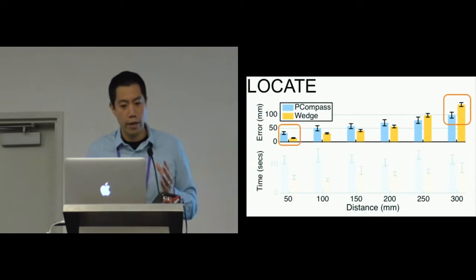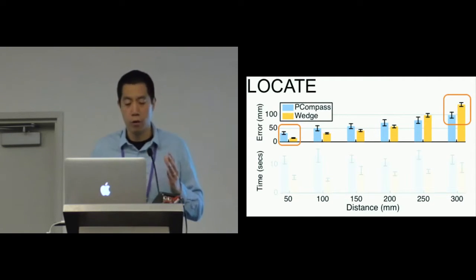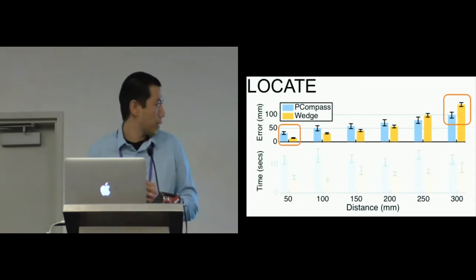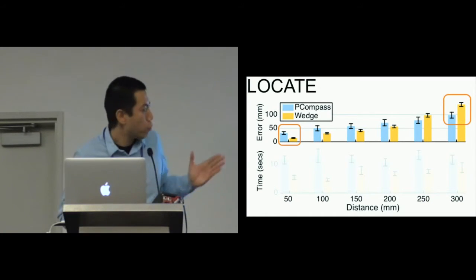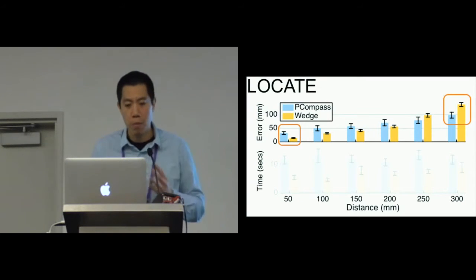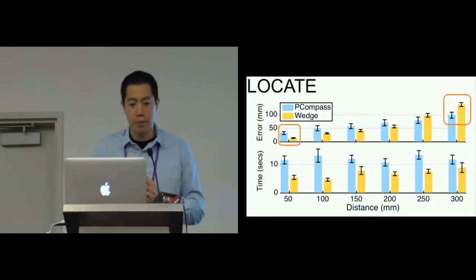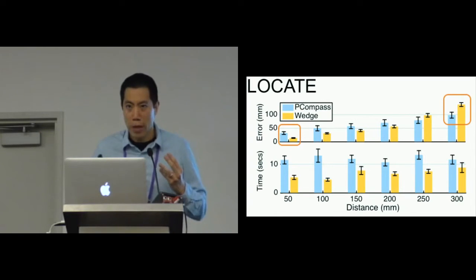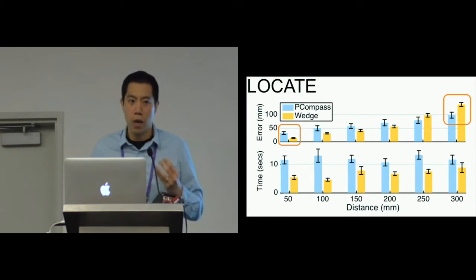Here are the results for Locate. I'll comment on errors first. Lower is better. The blue bars correspond to P-Compass, and the yellow bars correspond to Wedge. You can see that Wedge was more accurate for close POIs, and P-Compass was more accurate for distant POIs. We tested the errors of these two extremes and found significant differences. In terms of completion time, it took longer for P-Compass to complete the task. This matches our earlier observation that P-Compass requires more mental effort to place the POI at its absolute location.